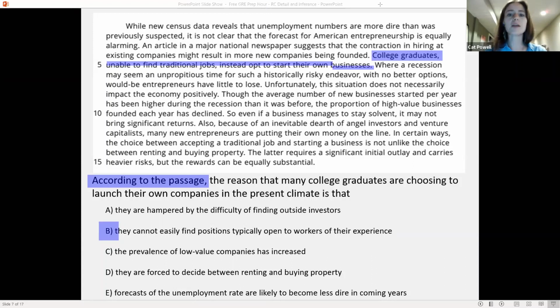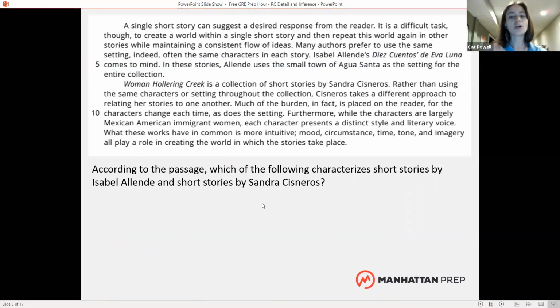That went really well, so I think we should do a harder one and see how that goes. Here's a harder one. According to the passage, which of the following characterizes short stories by Isabel Allende and short stories by Sandra Cisneros? How did that time feel? Do you guys want the same amount of time? Do you want more time? Do you want less time? First few people to jump in with a strong opinion. Cool. I think Sam's taking the day, so I'm going to give you 2 minutes again. Unpack this question. Be ready at the end of those 2 minutes to give us your prediction for what the answer is going to be.